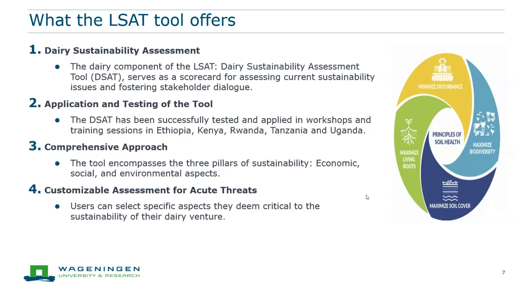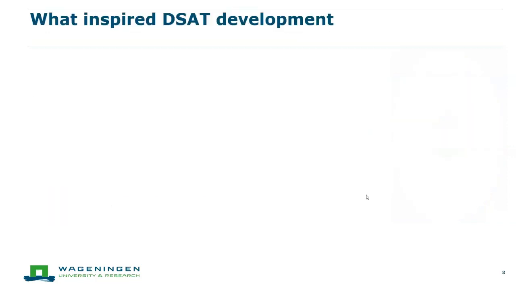The tool is customizable. You can check on acute threats to sustainability. You can select the aspects and the indicators which you find essential or critical in your condition, and base your assessment on those. You can also include those which you think are relevant, which probably other countries or other situations do not find relevant.